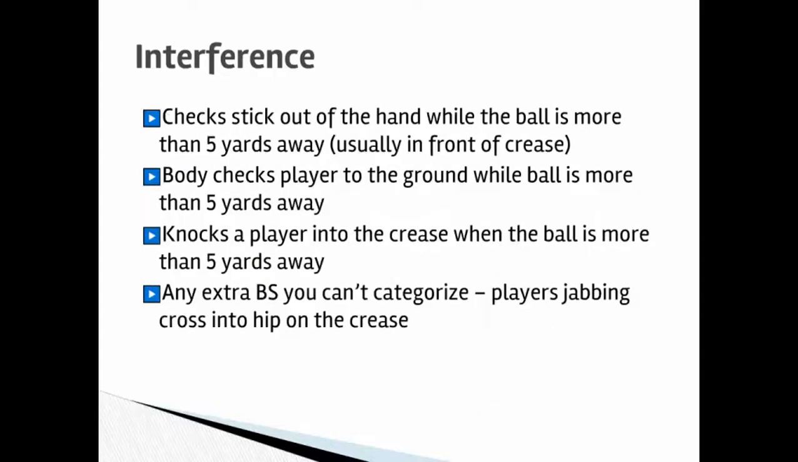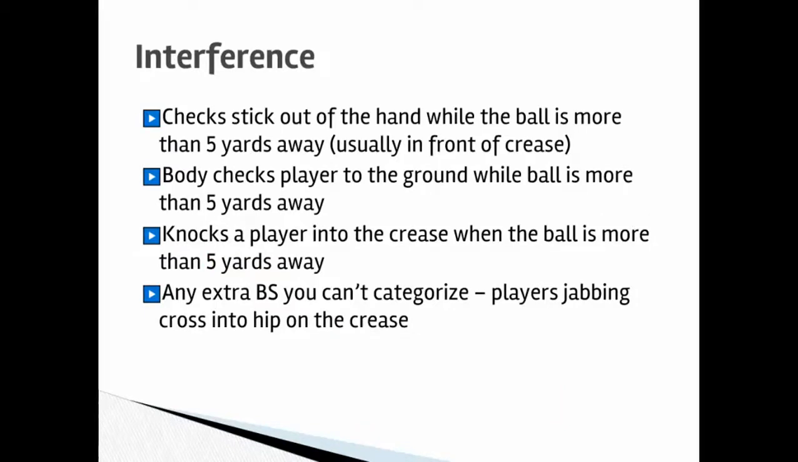So what are some examples of interference? Well, the big one we see in front of the crease is someone checks the stick out of the hand when the ball's more than 5 yards away. So you have an attack man usually in front of the crease waiting for a pass, and you've got a defender there. The ball's clearly more than 5 yards away. He's just doing that ticky-tack stuff right in front. If it knocks his hand, if it knocks the cross loose, though, we probably need to call that interference.